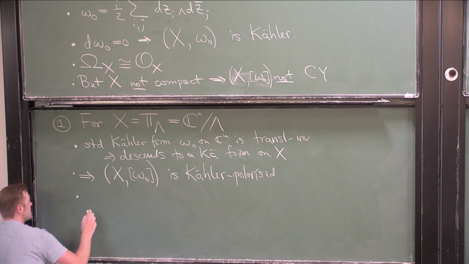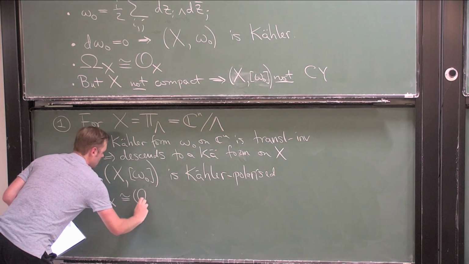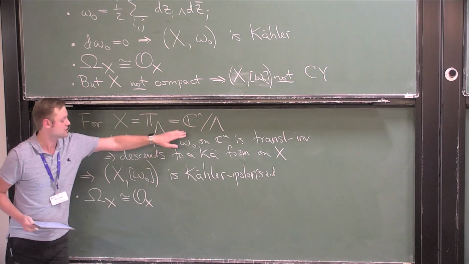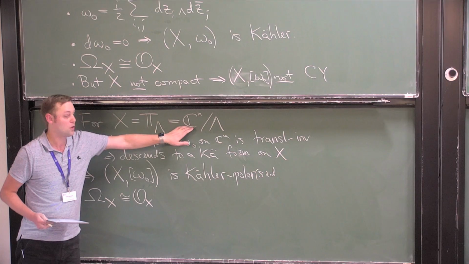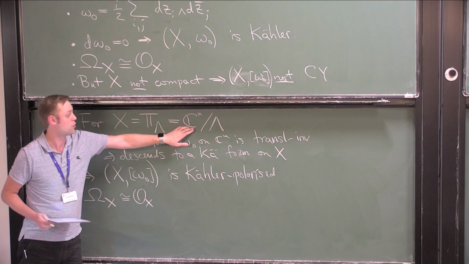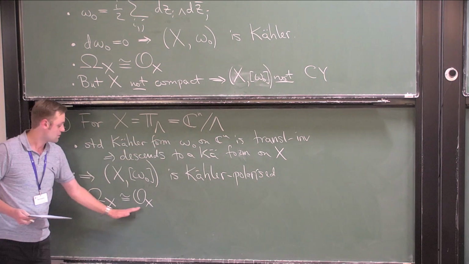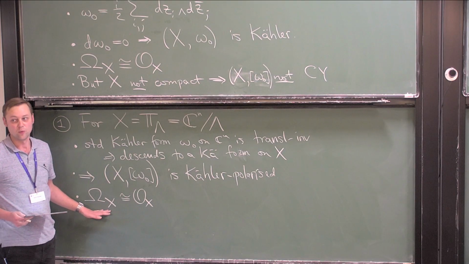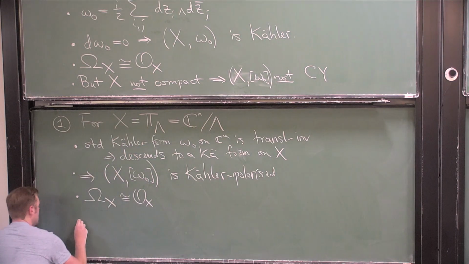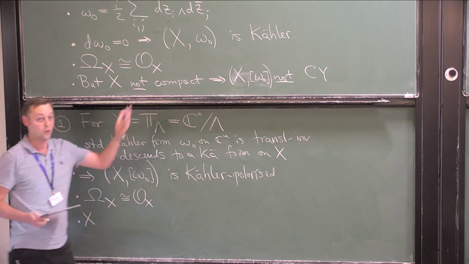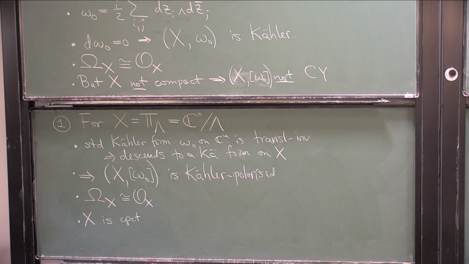Recall also yesterday we discussed that the canonical bundle of X is trivial. This is because, for a similar reason, X is the quotient by some lattice, and the global volume form on C^n is translation invariant, so it just descends to a volume form on X. And that gives you a global volume form on this complex torus. And, of course, X being a complex torus, this thing is compact. And so this is our first true example of a Calabi-Yau manifold.